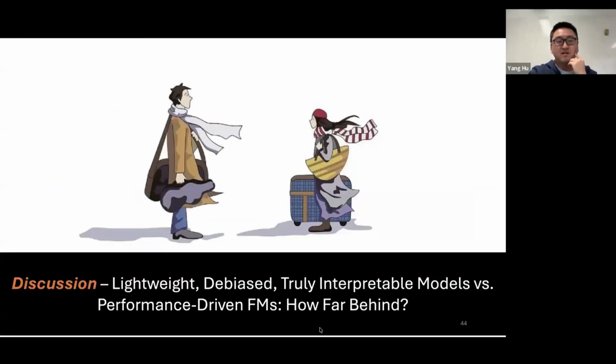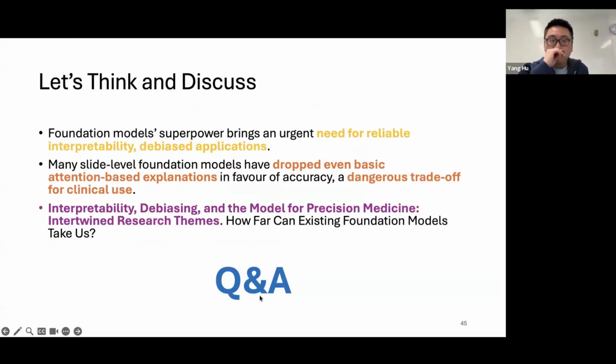So I would like to end my talk with some discussion, because I noticed that a lot of people like to raise interesting questions. We would like to discuss lightweight, truly interpretable models versus performance-driven foundation models. How far is the first one still behind the second?